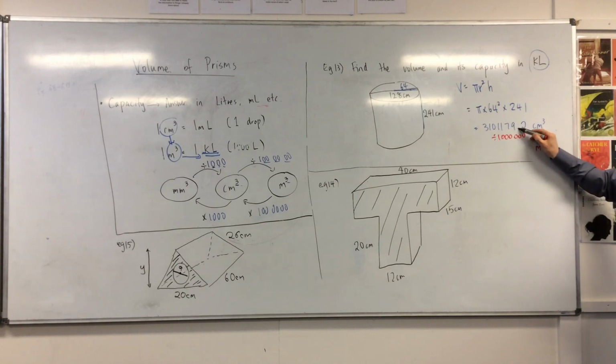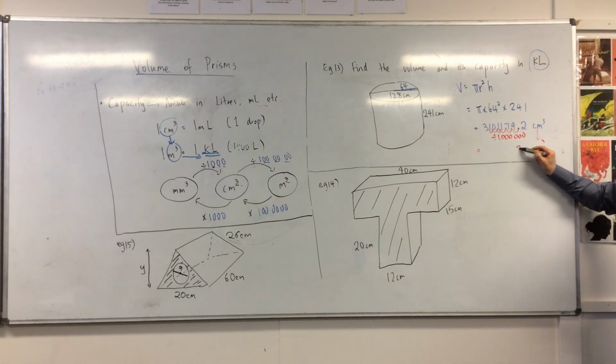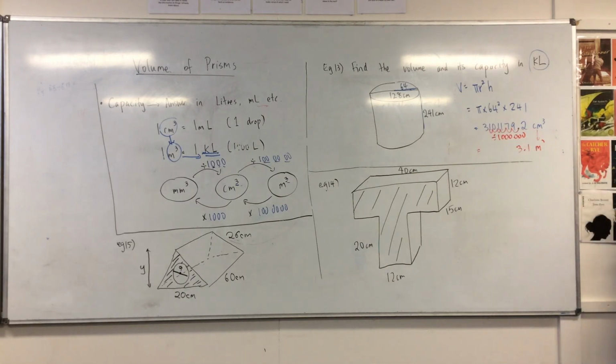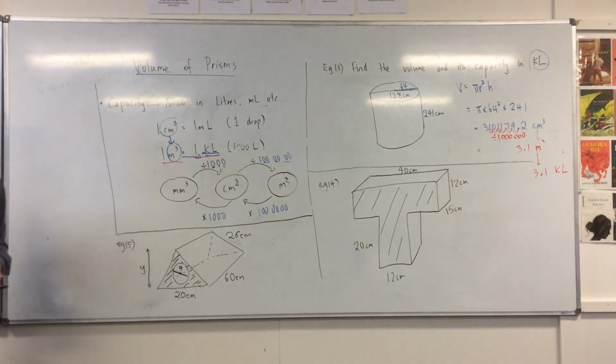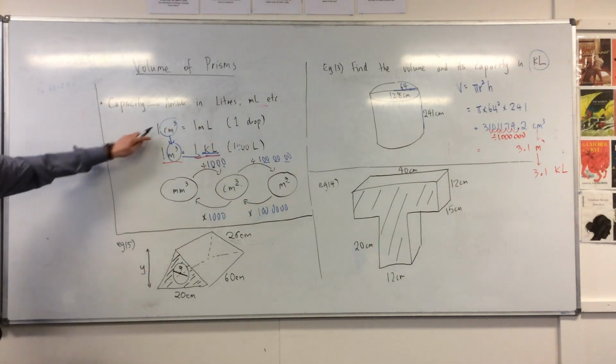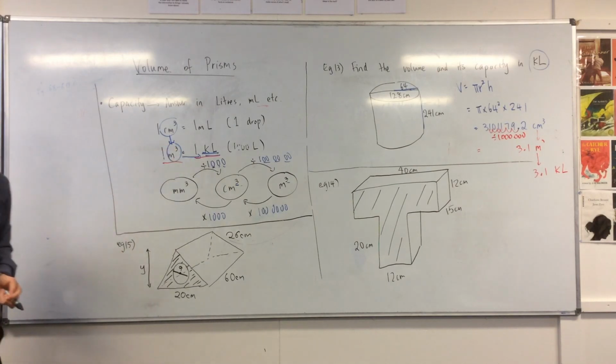So what's a quick way? Just move this dot 6 times, because there are 6 zeros. 1, 2, 3, 4, 5, 6. So it's 3.1 cubic meters, which is the same thing as 3.1 kiloliters, because remember, 1 cubic meter is the same as 1 kiloliter. Yep, so that's how you do it. Change the unit and then go to the capacity that you want.